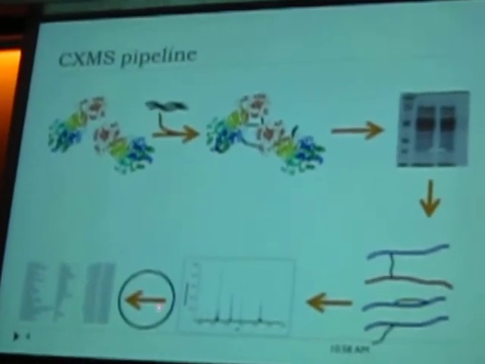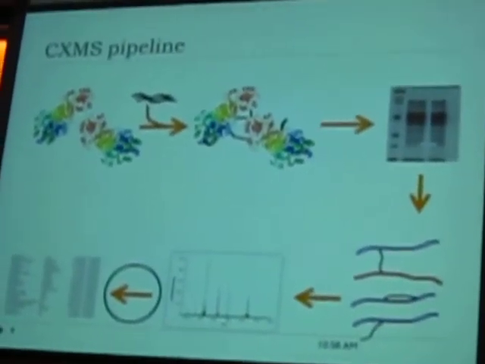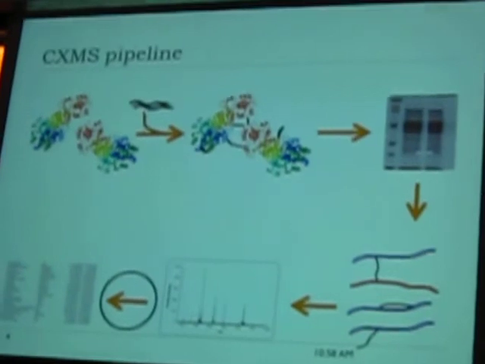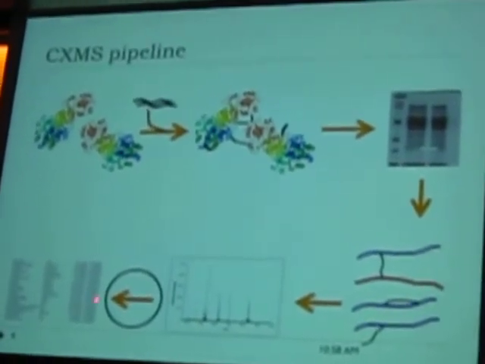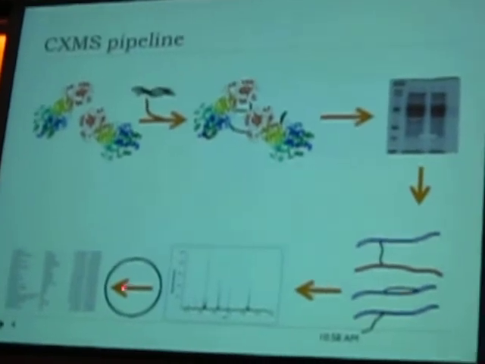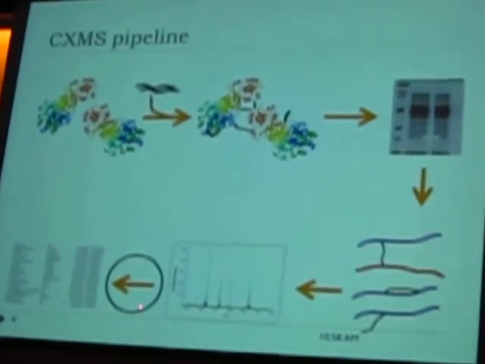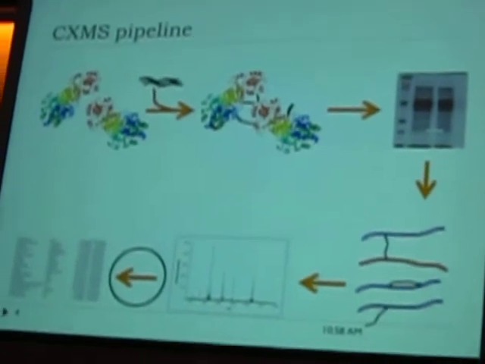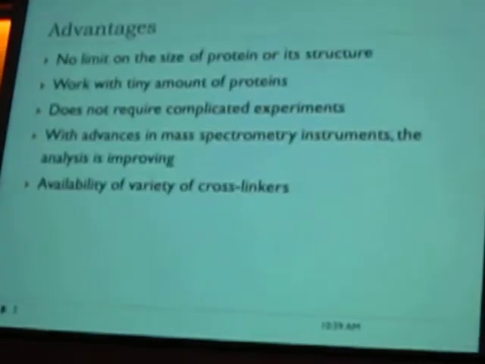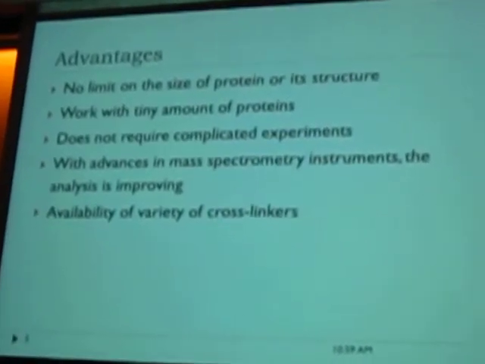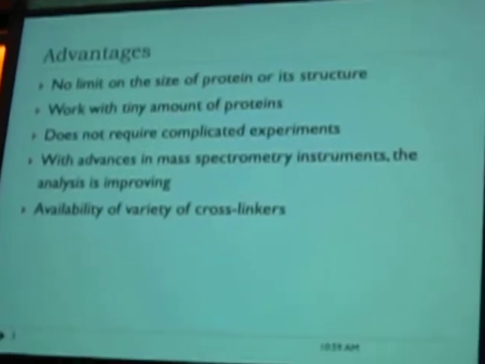So this step, the data analysis step, is really the bottleneck of this problem. The mass spectrometry instrument is getting better and better, more sophisticated, but we are not improving the data analysis. And so my research deals with this part, improving the data analysis part, really interpreting what mass spectrometry is giving us. An advantage of this method is there is no practical limit on the size of protein or its structure.